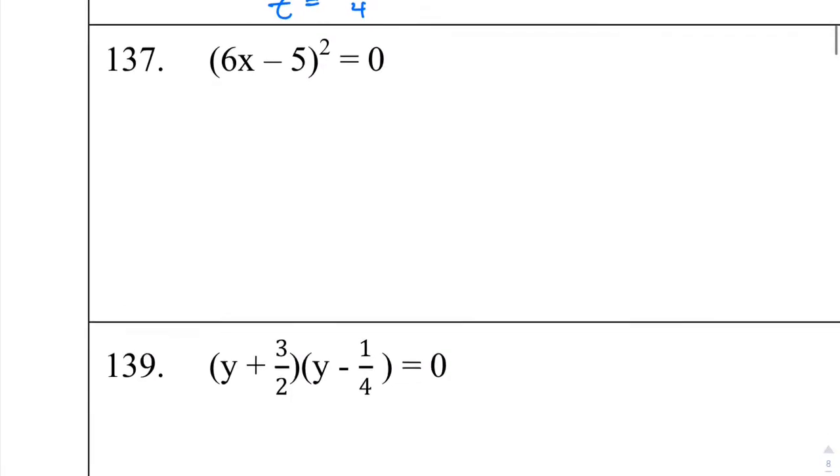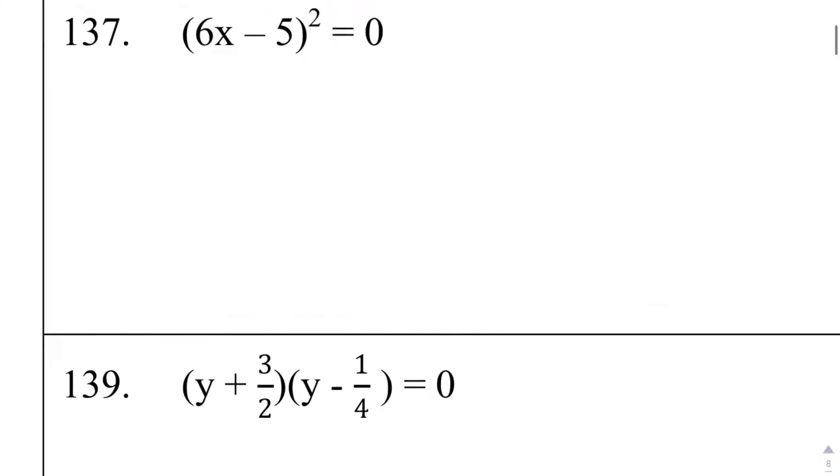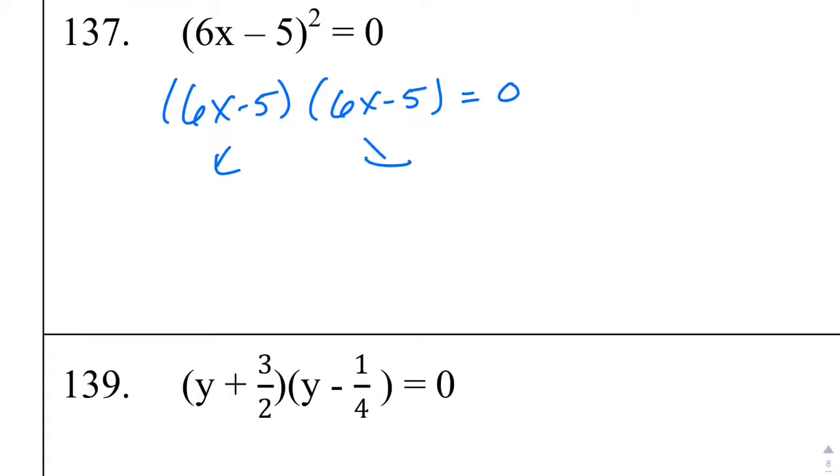137. Again, if I'm moving too quickly at any point in time, that's the wonderful part of the video: just pause it. All right, 6x minus 5 squared equals 0. If we were to write this out, this would be 6x minus 5 times 6x minus 5. So either the 6x minus 5 equals 0 or the 6x minus 5 equals 0. Here's the thing: we don't need to solve them both. They're the same answer. We call this a double root.